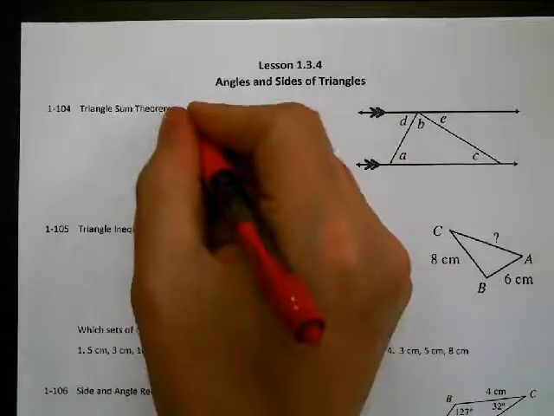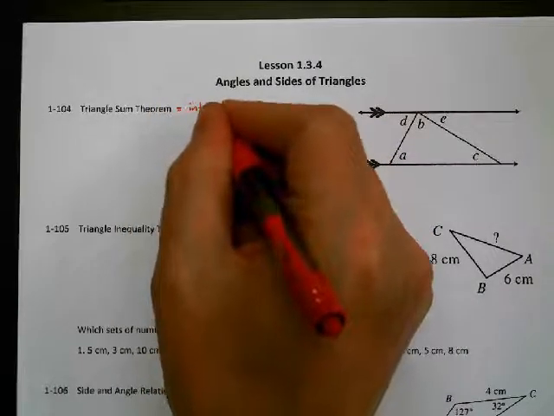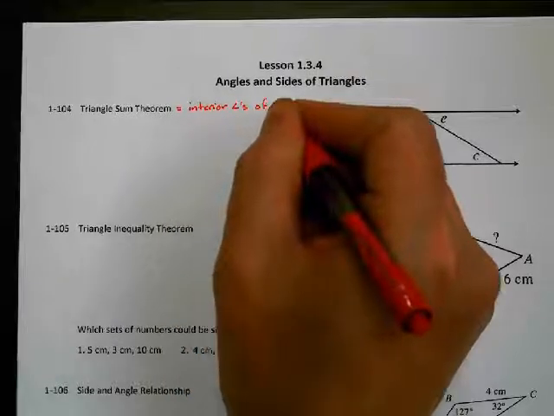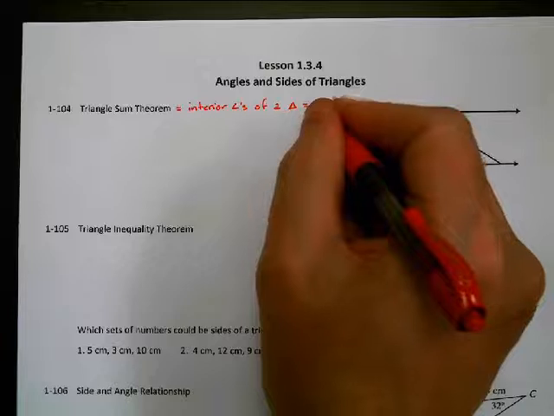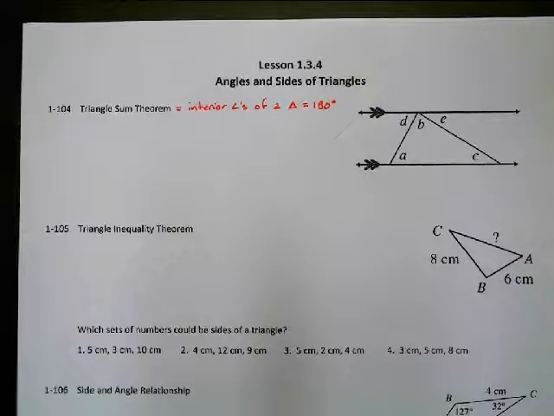The triangle sum theorem says the interior angles of a triangle add up to 180 degrees. So if you add up all three angles inside of a triangle, it always adds to 180 degrees, and we're going to prove it right now.